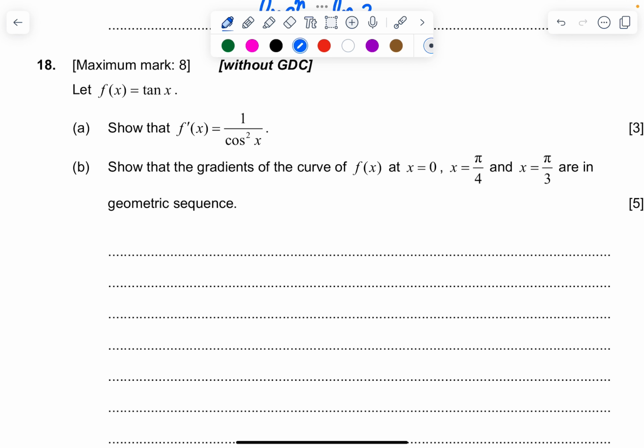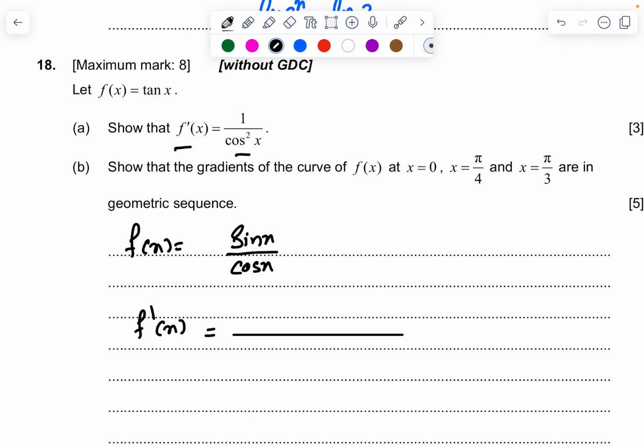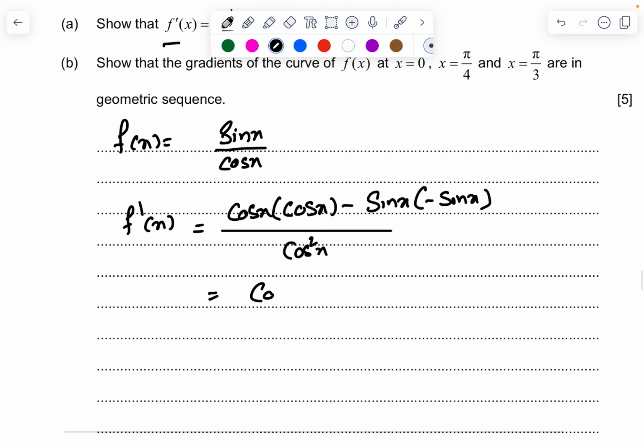Question number 18. Show that f prime x equals this much. So f of x equals sin x upon cos x. So this is the quotient rule. So it becomes cos squared x, then cos x as it is. Sin x derivative is again cos x, minus sin x as it is. Cos x derivative is minus sin x. So it becomes cos squared x plus sin squared x, which is 1, divided by cos squared x. So which is 1 upon cos squared x. 1 upon cos squared x is going to be secant squared x.